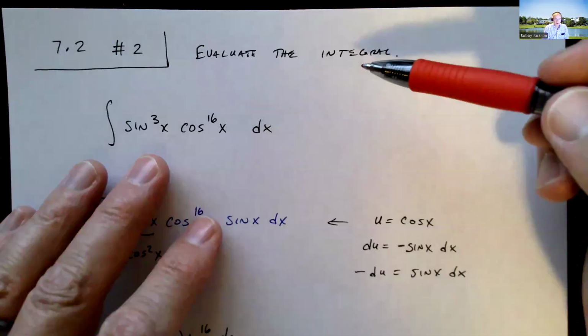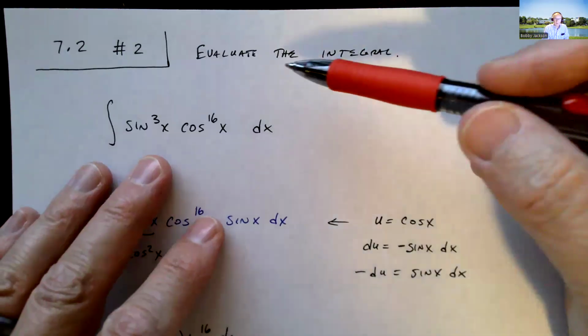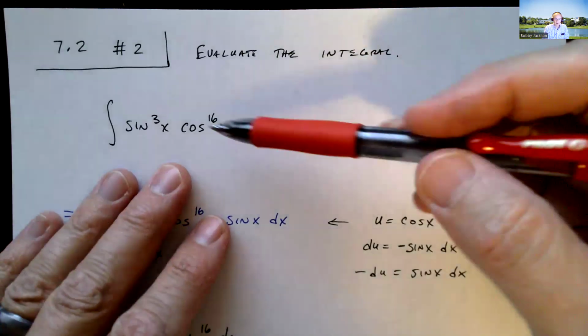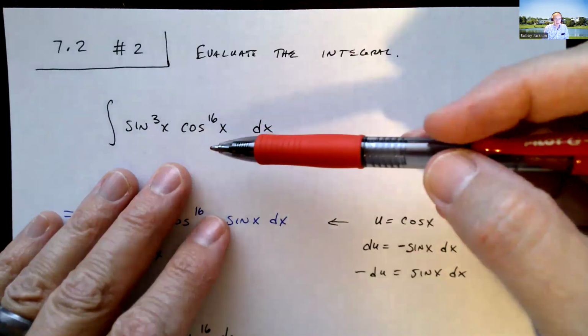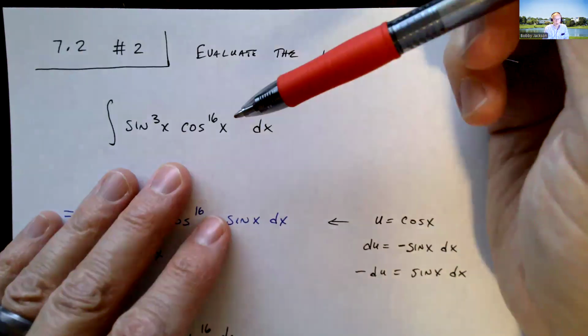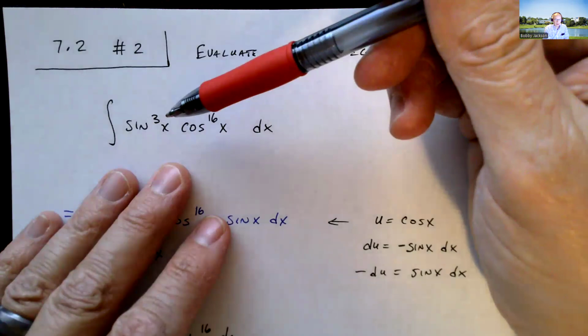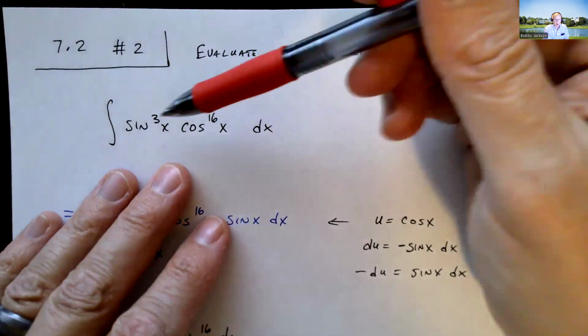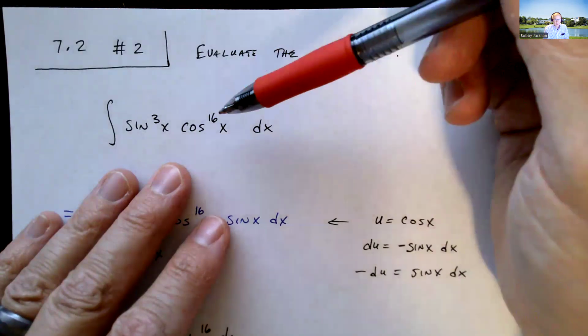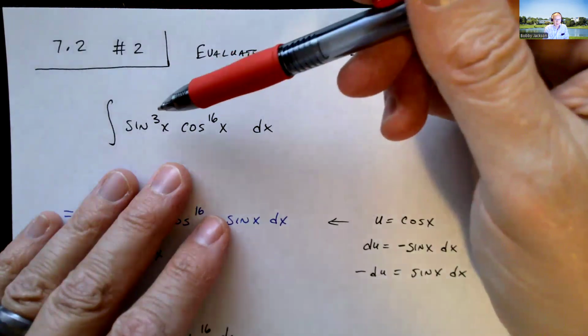Take a look at number 2 in section 7.2. We're going to evaluate the following integral involving a product of powers of sines and cosines. Remember, the way we're going to do this is we're going to look at these powers and hope that there's an odd power. That will be good. And of course, we do have an odd power.